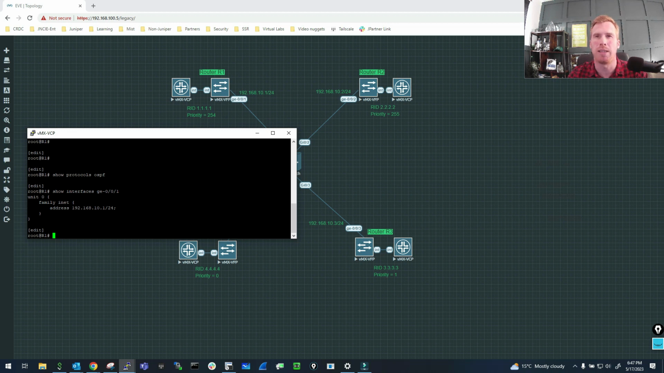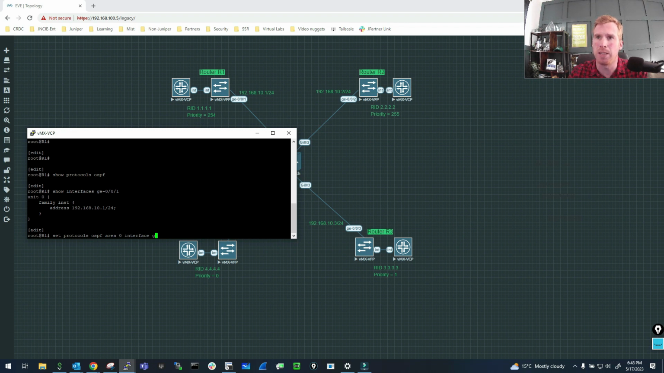And I literally just said the word there, so I'm going to do set protocols OSPF area. Now there's not an area on this lab. It really doesn't matter for this demo, for this purpose, because it is just a lab. So I'm just going to do area 0.